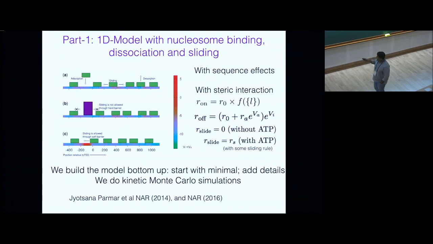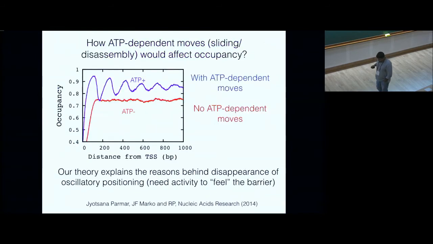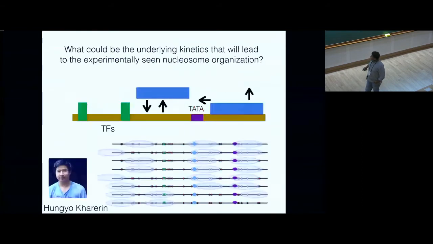So we played around with these details of the models, and we essentially did kinetic Monte Carlo simulations. Wherever we can, we also did some analytical calculations. So if we first ask, what would happen if you switch off all the ATP-dependent moves in our simulation, you would not get this positioning, essentially because this is frozen. There is no dynamics. So these are like randomly frozen nucleosomes, and if you average over them, you'd get a flat line, while if you have some entropy and movement, then you would get this oscillatory positioning.